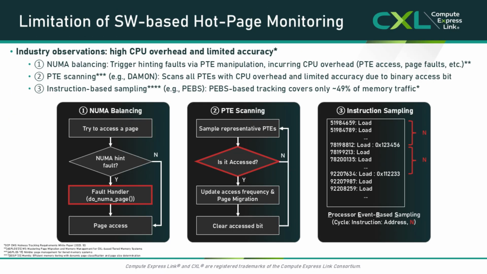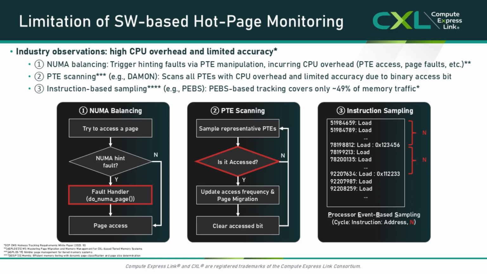So let's take a closer look at the limitations of existing host-based approaches. There are two main issues: CPU overhead and accuracy. For example, NUMA balancing works by modifying the state of selected PTEs to intentionally trigger page faults. This mechanism, commonly known as NUMA hint faults, introduces significant overhead on the CPU side. Since these faults are used to make page migration decisions, they inevitably consume a considerable amount of CPU cycles.